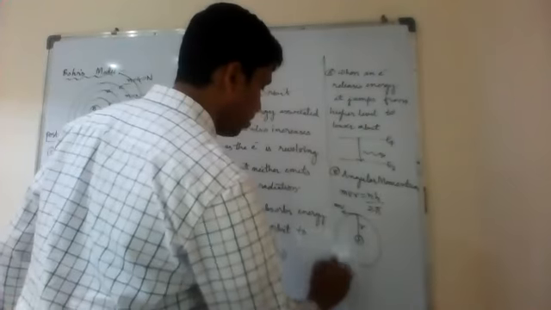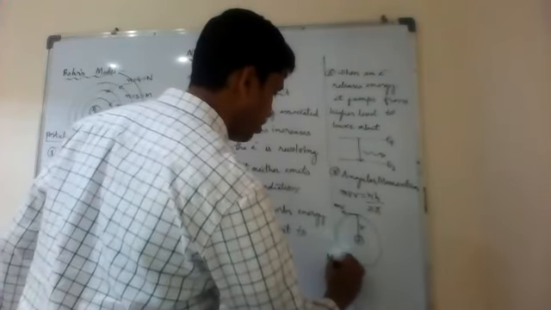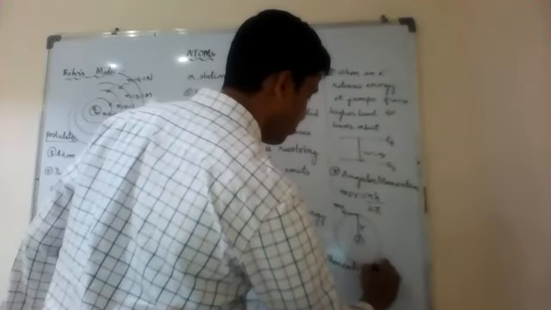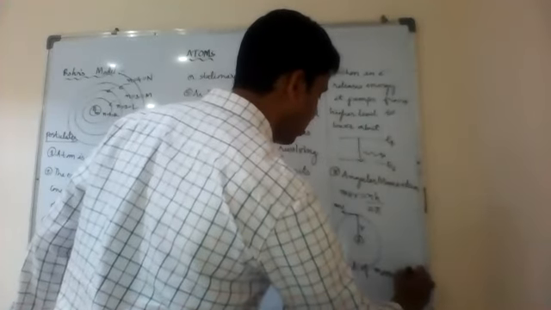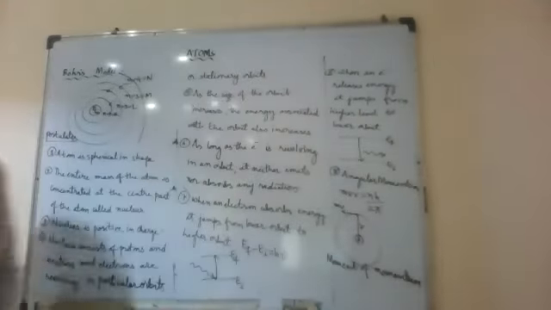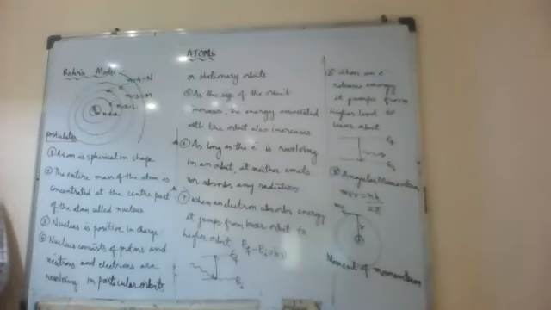Angular momentum is moment of momentum. Moment means torque. So moment of momentum is angular momentum, torque of momentum in simple words. So angular momentum is given by mvr is equal to nh by 2 pi.